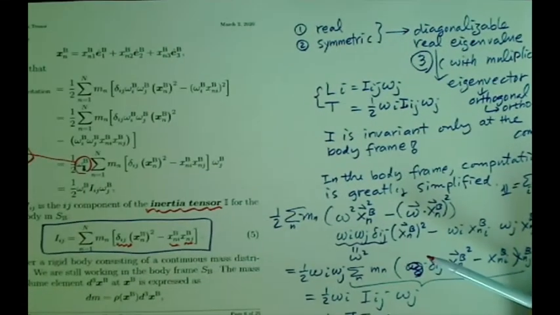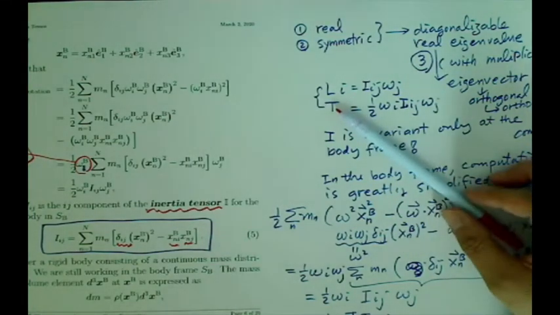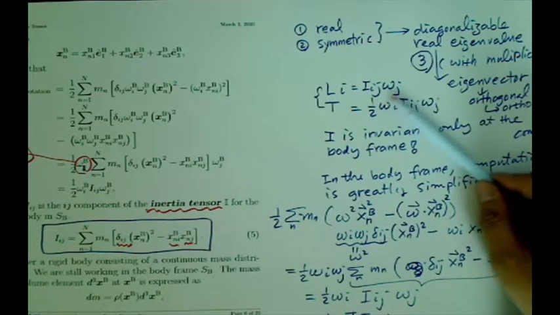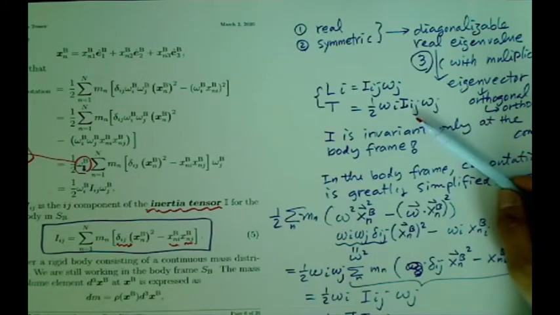Once we finalize computing the inertia tensor, we should find that the ith component of the orbital angular momentum can be computed as the multiplication of the inertia tensor and the column vector of the angular velocity. The kinetic energy of a particle and of a rigid body can be computed as 1/2 omega_i I_ij omega_j.